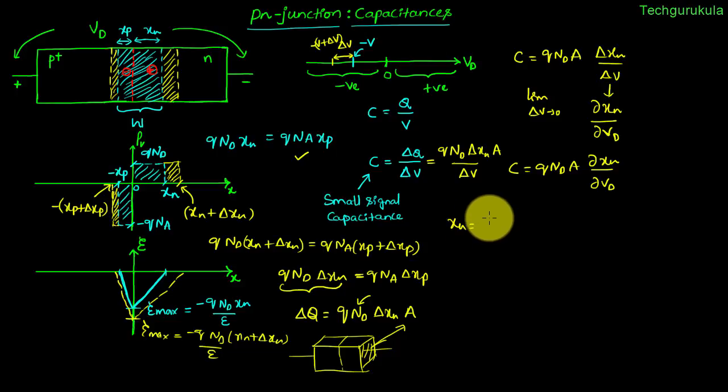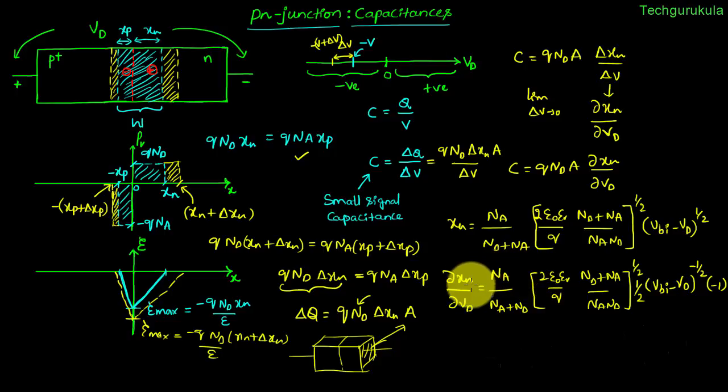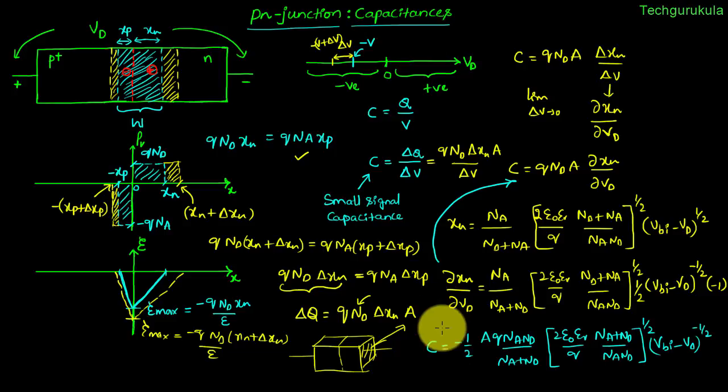Xn we know can be written as Na over Nd plus Na times W. And we know the formula for W, which is 2 epsilon naught epsilon r over Q times Nd plus Na over Na Nd, whole power half, times Vbi minus Vd, whole power half. Now we need to find what is del Xn over del Vd. We can write this as partial differentiation of Xn with respect to Vd would be this value. Once we know this value, we can substitute this into this capacitance equation. The C value would be this.